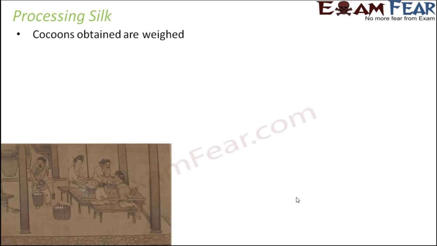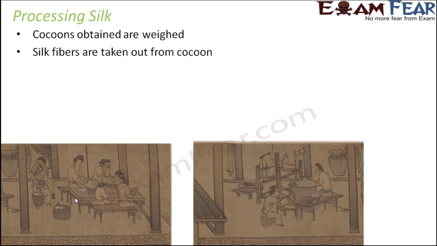Now the question is, how is silk processed? How do we process the silk after this? Once this is done, the cocoons which are obtained are then weighed. So you see, you have obtained all the cocoons. You just have the cocoons now, you don't have to deal with the silkworms now. So with these cocoons, what do we do?